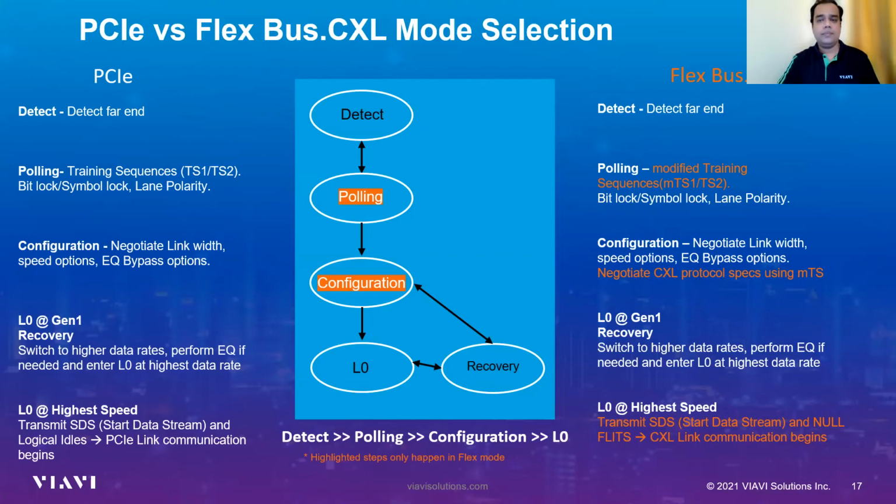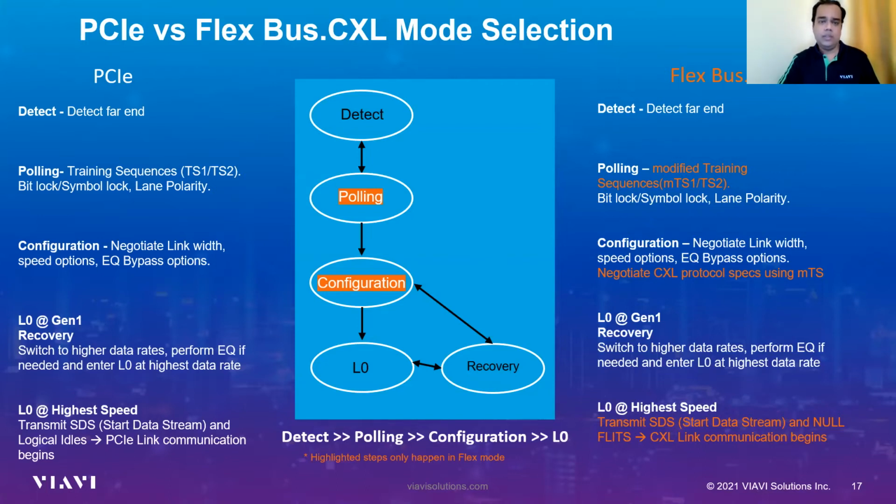The detect state detects if there is a far end termination, or in other words, if a device is present on the other side of the link. If it has a link partner to talk to, the detect phase is done. The LTSSM then enters polling, where it receives and transmits training sequences, or training ordered sets, like TS1 and TS2 for a PCIe device, and it establishes bit lock, symbol lock, lane polarity, etc. during this phase.